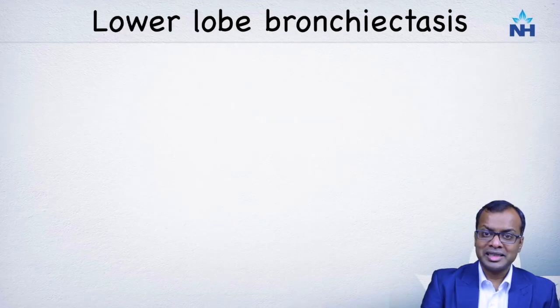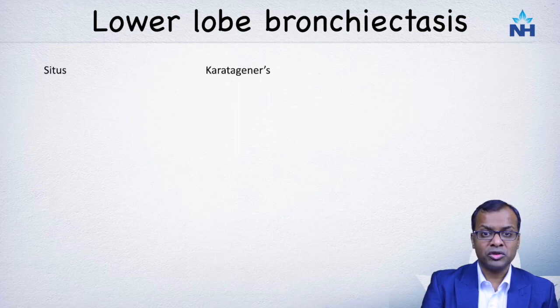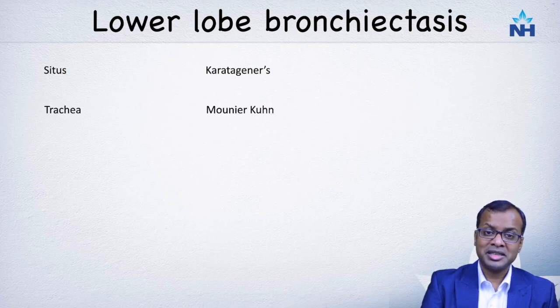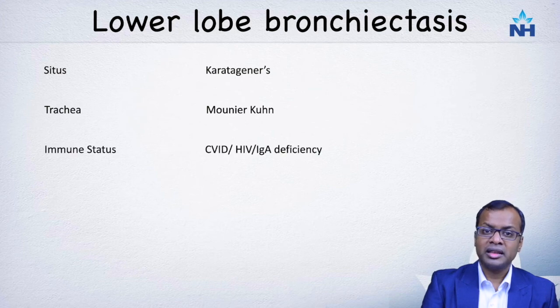So as a refresher, if you're dealing with lower lobe bronchiectasis, first and foremost look for situs. If there is dextrocardia, it is Kartagener. The next parameter to look for is the trachea, and see if there is tracheal involvement, which is seen in Mounier-Kuhn syndrome. The third thing to look at would be to understand the immune status of the patient.